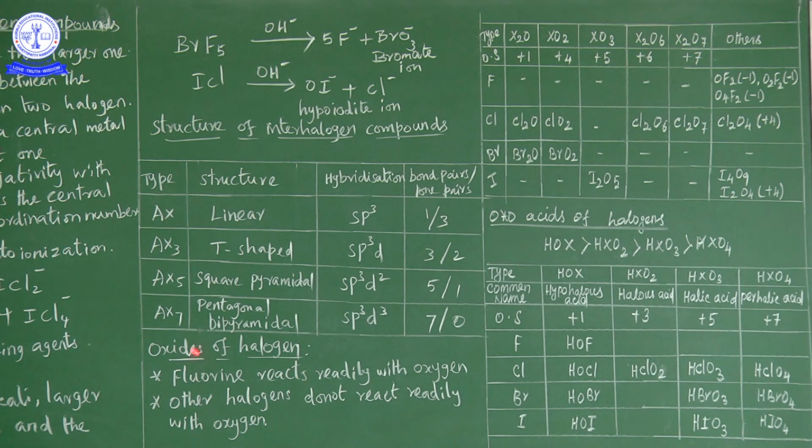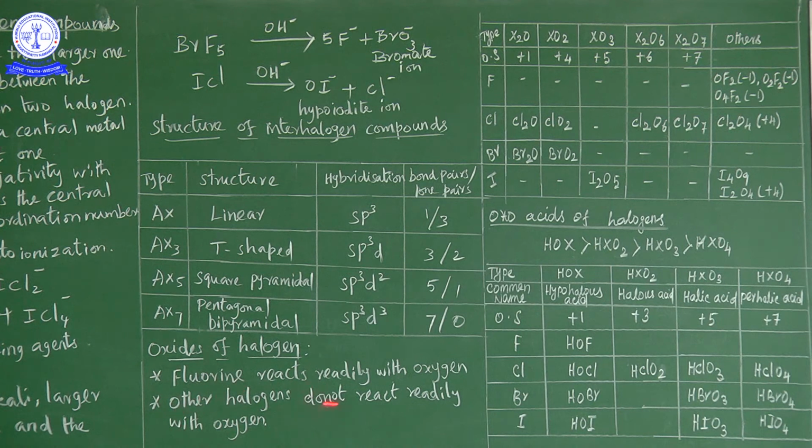The next one is oxides of halogens. Among the halogens, fluorine reacts readily with oxygen. It forms difluorine oxide and difluorine dioxide. In those cases, the oxidation state of fluorine is -1. So oxygen difluoride or dioxygen difluoride, in both cases fluorine exists in the -1 oxidation state.